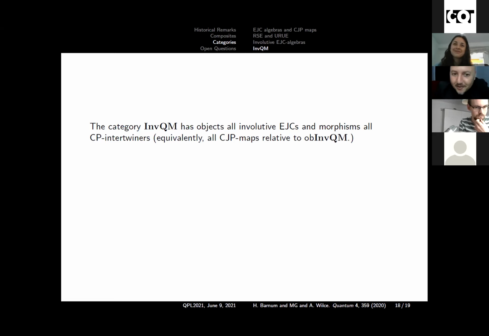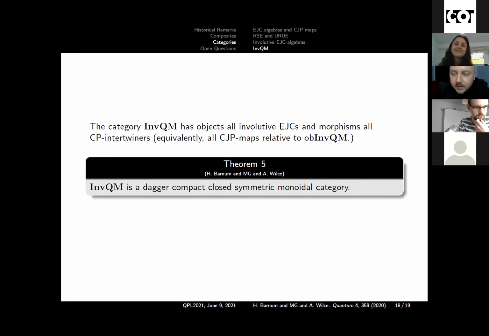In any case, the morphisms are CP intertwiners, and the theorem is that this is a dagger compact closed symmetric monoidal category.